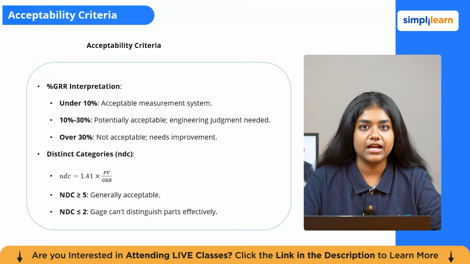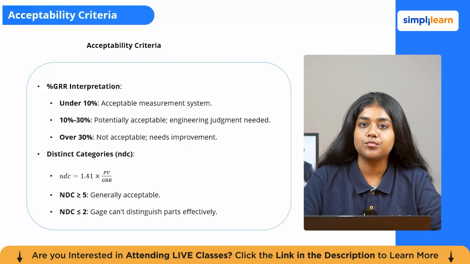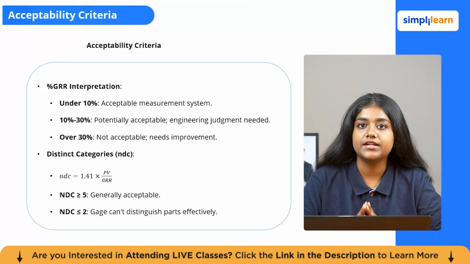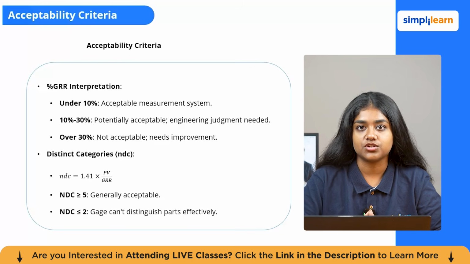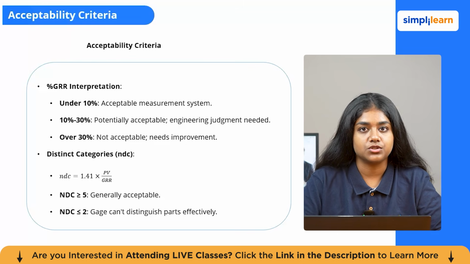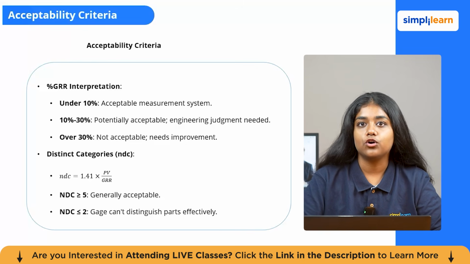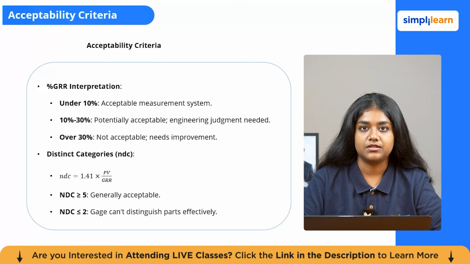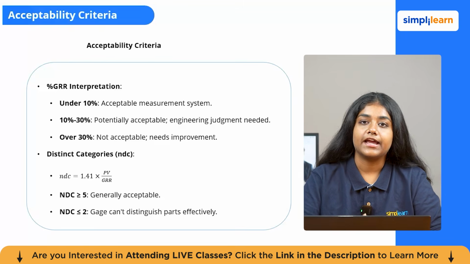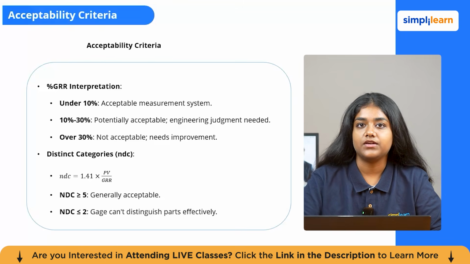The number of distinct categories, that is NDC, is another important metric. It tells you how many distinct groups within the process variation the measurement system can distinguish. An NDC of 1 or 2 means the gauge can barely tell parts apart. An NDC of 5 or more is generally considered acceptable. The formula is NDC equals 1.41 times PV by GRR.